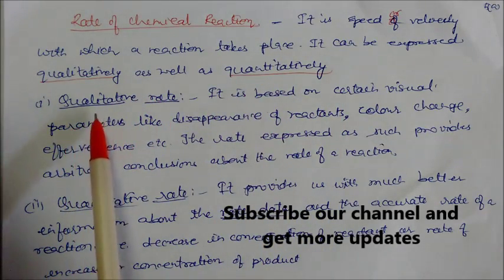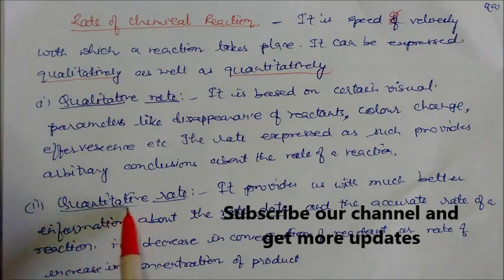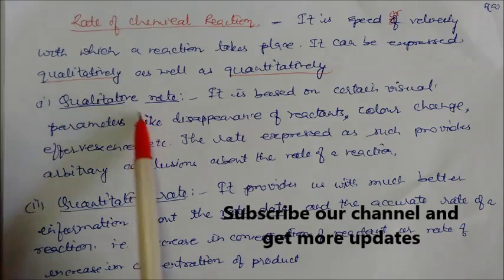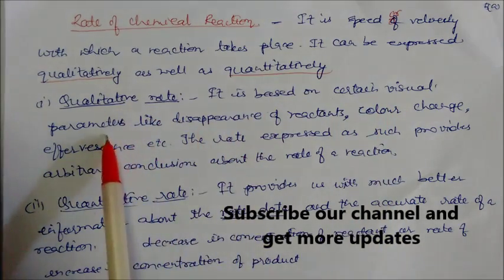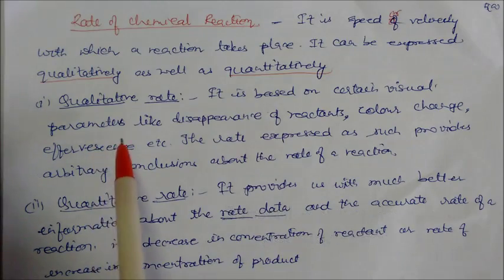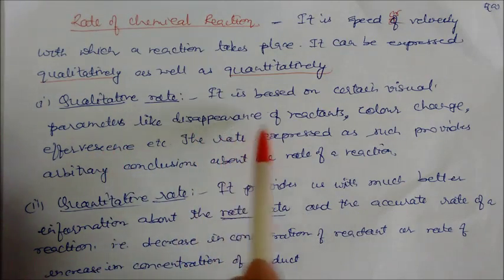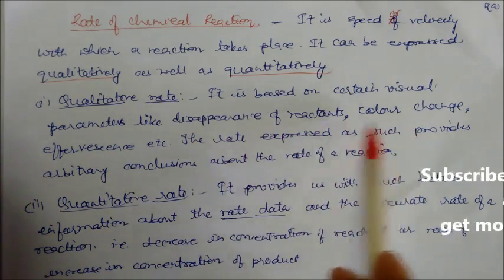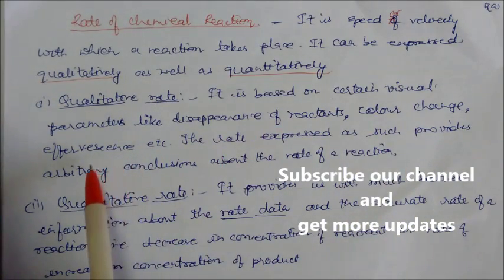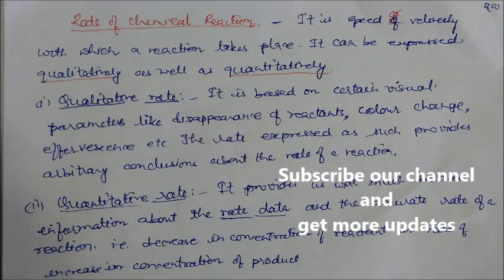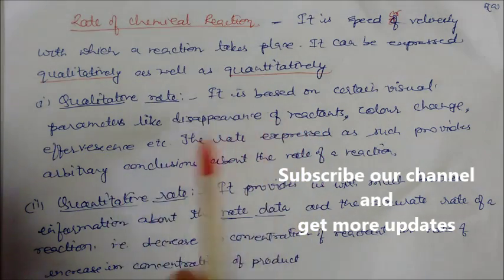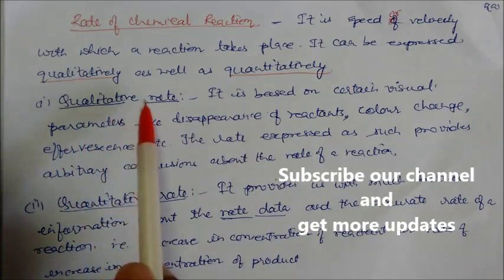How can we see this? There are two rates. One is qualitative rate and the second is quantitative rate. Qualitative rate means it is based on certain visual parameters. What are the parameters? The disappearance of reactants, color change, effervescence. I hope you know the meaning of all these. This is the bubbling sound, this is the color change, this is the concentration of reactant decreasing. These are the parameters which decide the qualitative rate.